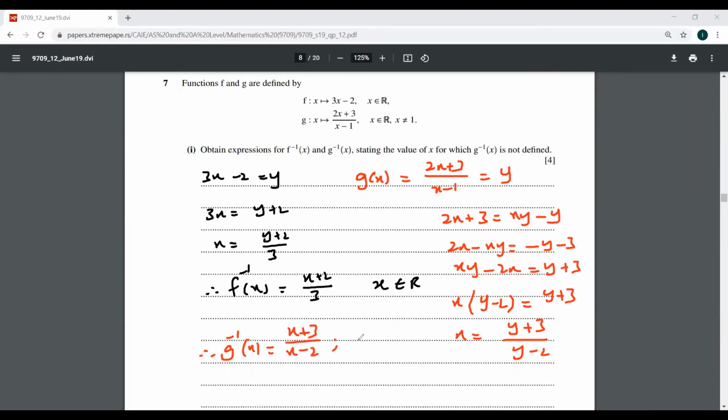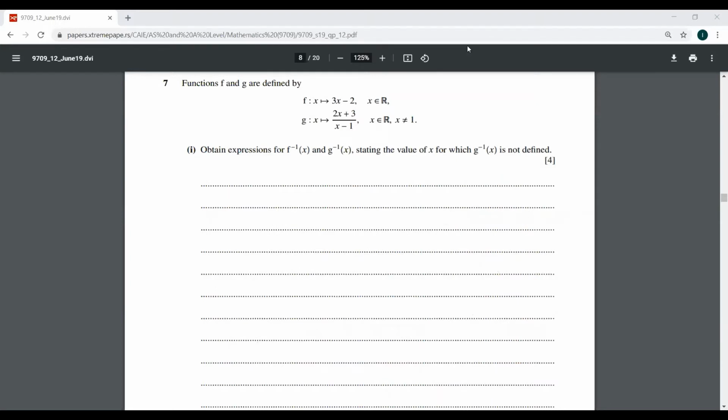And you must mention here that x should not be equal to 2, okay? If it has to be a defined function. So he was asking, stating the value of x. So you must say g inverse of x is undefined at x equal to 2. Okay, it is undefined at x equal to 2. Okay, let's move to the second part. I think I need to write these functions here. He might ask us again about these functions because it was just the first part.